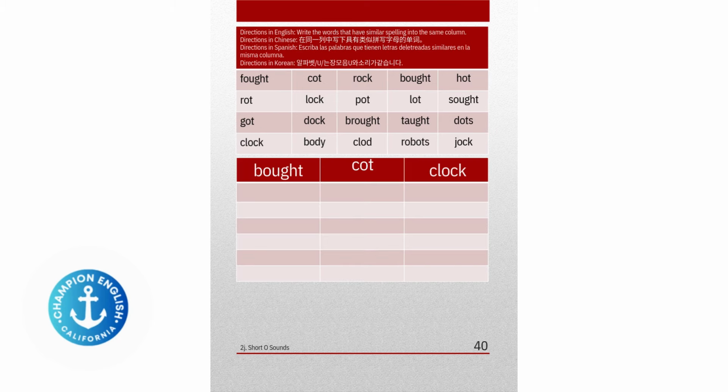Hello! Okay, students, now we're going to put the words that sound the same and usually are spelled the same in the same column. Bought ends with UGHT, so we'll only put the words with that spelling in that column. In the second column, caught ends with OT, so we'll put the OT words there. And in the third column, we have OCK under clock, so we'll put all of those words in that column.